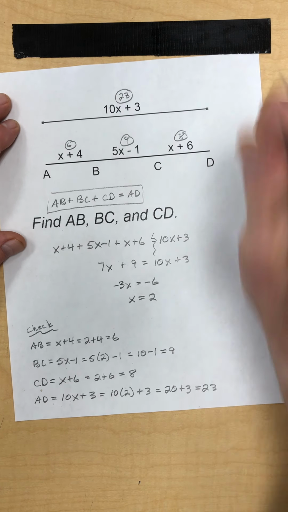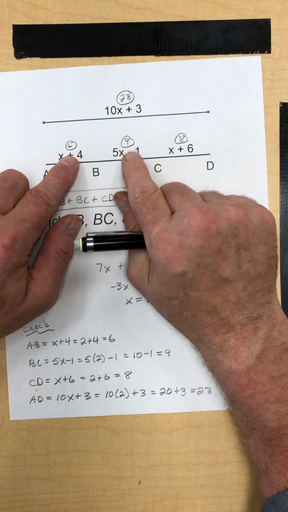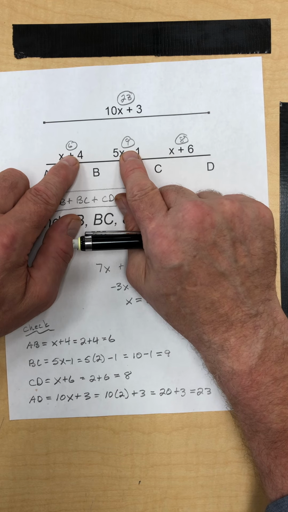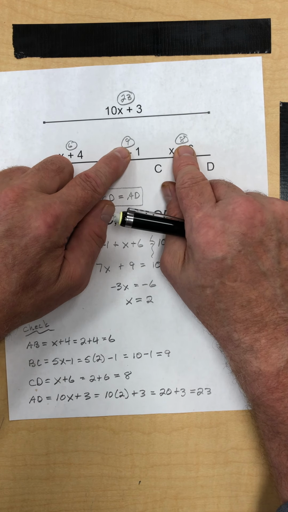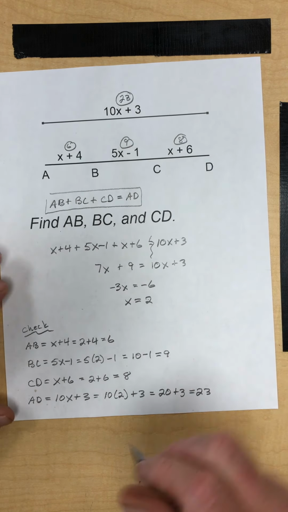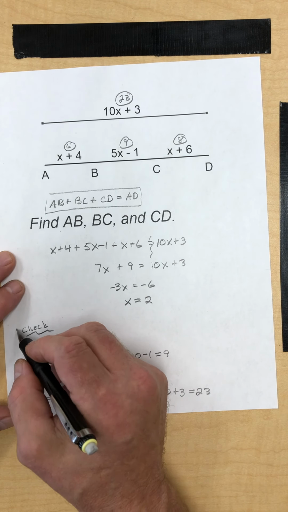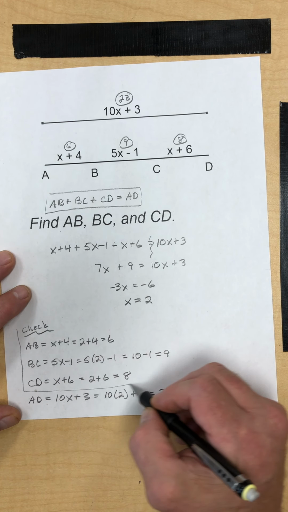So let's see if this works out. 6 plus 9 is 15. 15 plus 8 is 23. So it works out. Okay, so let's see. I've got my answer right here.